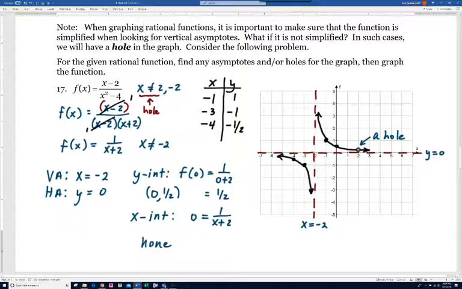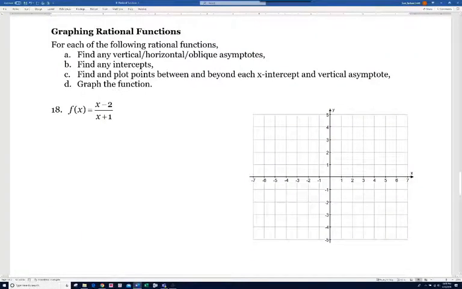All right, let's move on. I'm going to do a few examples of some graphs that don't have holes. So here's the process we're going to go through. It says graphing rational functions. For each of the following rational functions, find any vertical, horizontal, or oblique asymptotes. So A, find asymptotes. Then B, we're going to find intercepts, x and y intercepts. And then C, we'll find a few other points.